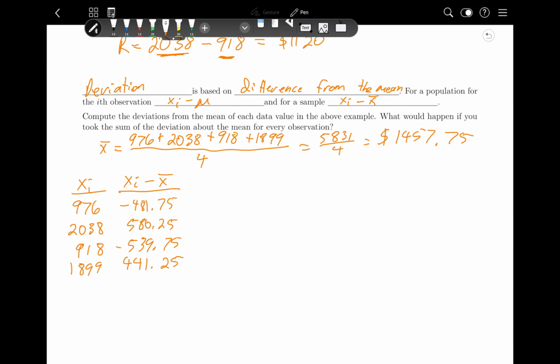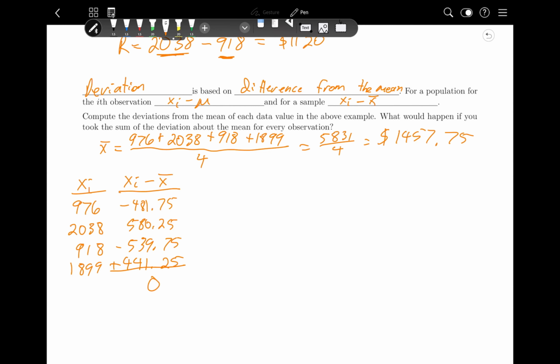Okay? Because if we add all these together, so negative 481.75 plus 580.25 plus negative 539.75 plus 441.25, we get 0, which should make a little bit of sense because remember, the mean is the balancing point of the data. So if the data balances, the deviations from that should add up to 0 to make that balance, because if they didn't add up to 0, then the scale would lean one way or the other.